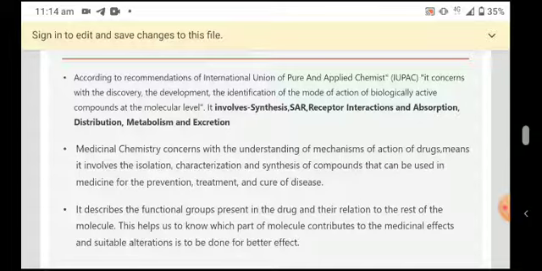And the last point is that it describes the functional groups present in the drug and exactly which part of the molecule contributes the medicinal effects, and suitable alteration is to be made for a better effect.